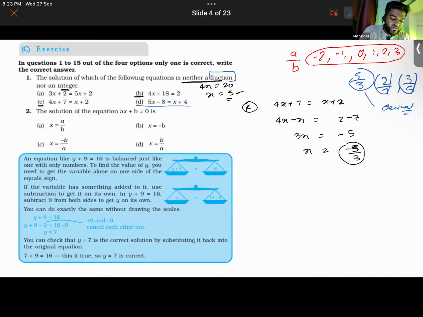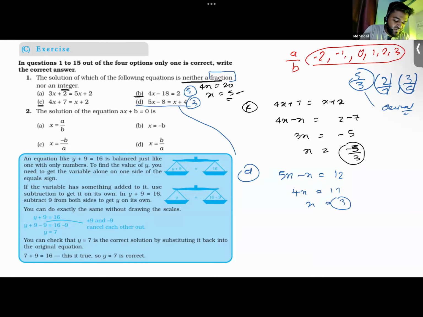Just to eliminate the doubt, solve option D also. So 5x minus x equals 2, 4x equals 2, x equals 3 here. So in this one you are getting 3, in this one you are getting 5, and in this one you are getting 0. For the first one, it's 0. For C, it's minus 5 upon 3. So option number C would be the correct answer. Yes, okay.